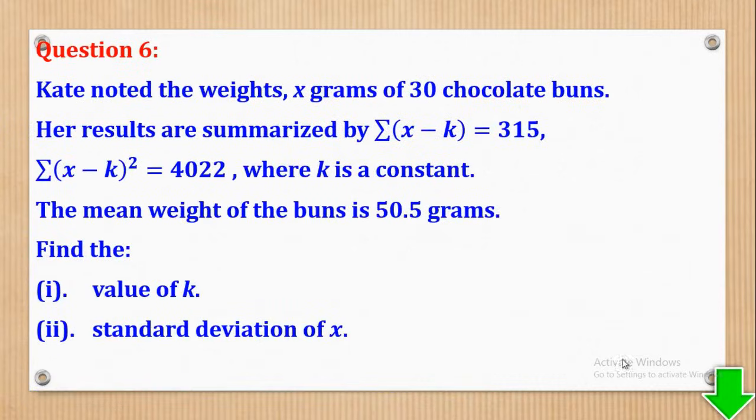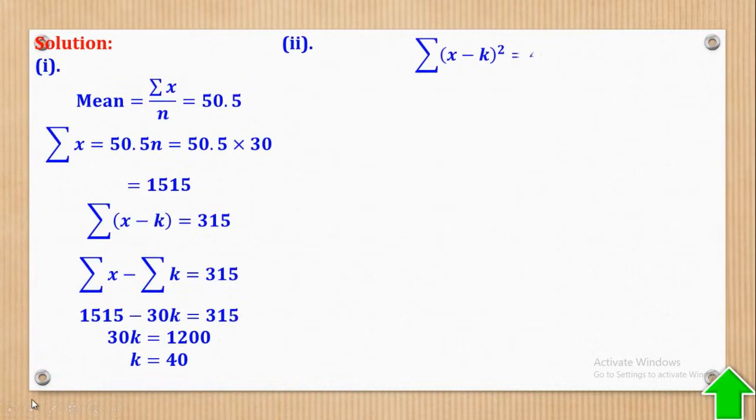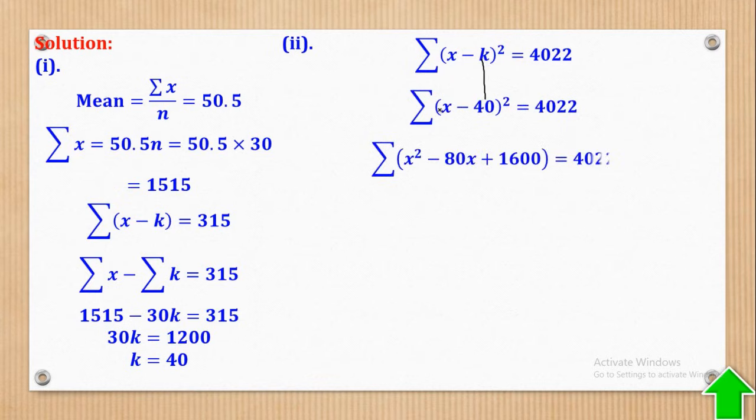Question 2, they want the standard deviation of x. So we are given that this is equal to this. What I'm going to do is substitute for k, which is that, then open this bracket and expand it to give you this.